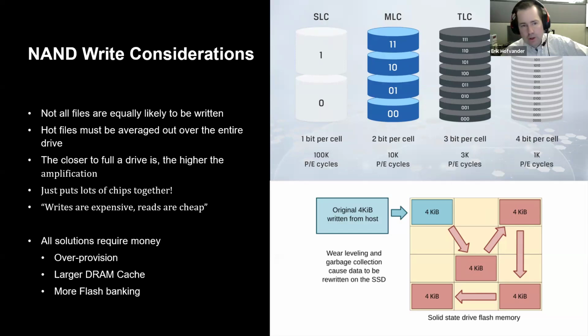So what we do is what's called over-provisioning. We sell 1 terabyte of storage, but we actually build 1.4 terabytes. That obviously costs money, so you can only do that on a premium product. So generally, as your flash gets cheaper, your over-provisioning gets less and less.